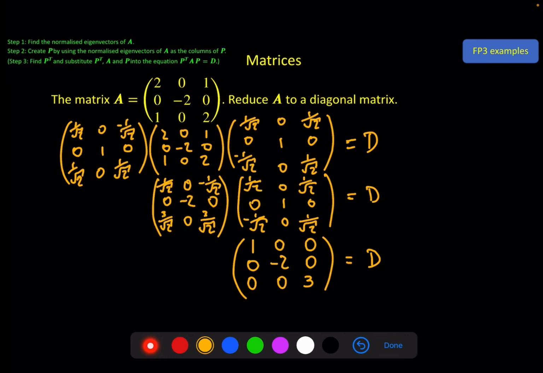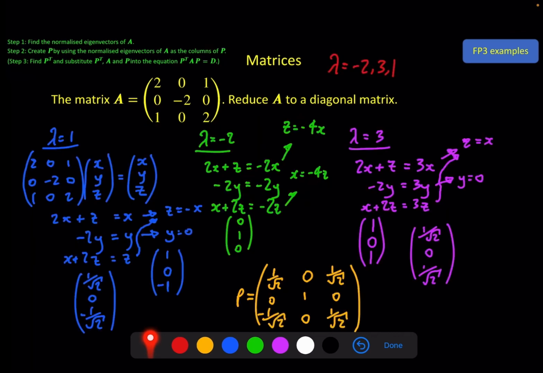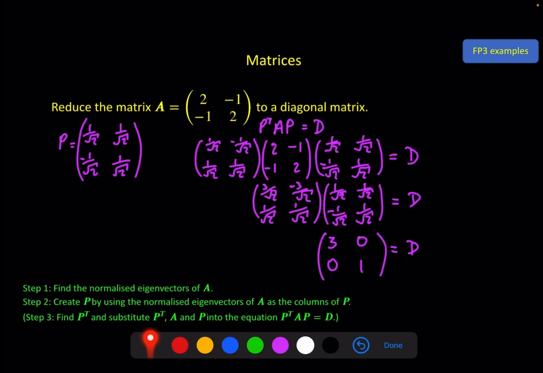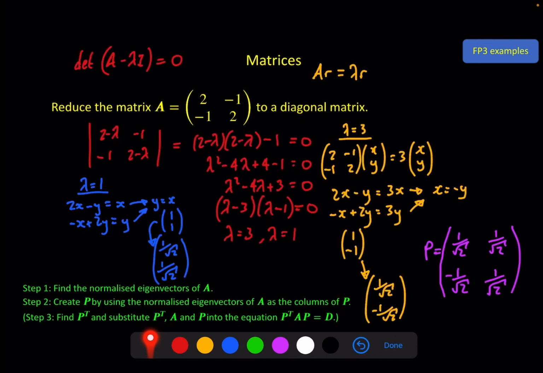And I wonder if you have noticed something. These numbers, 1, minus 2, and 3, are the 3 eigenvalues. And if I go back a little further, the 2 numbers we had in the diagonal matrix, 3 and 1 for the 2 by 2 matrix, were also the 2 eigenvalues.